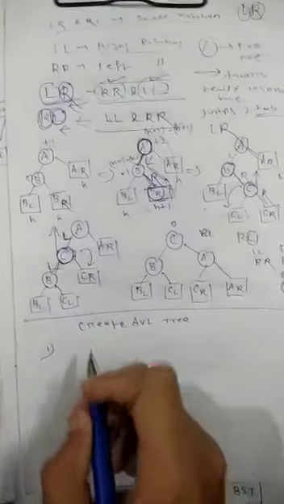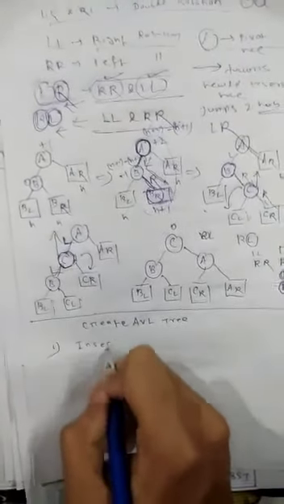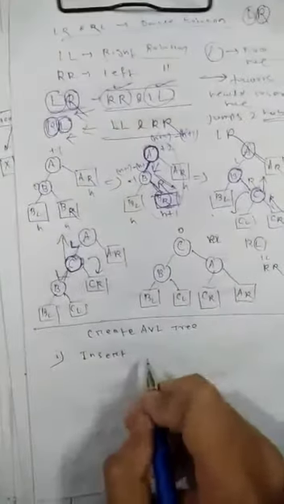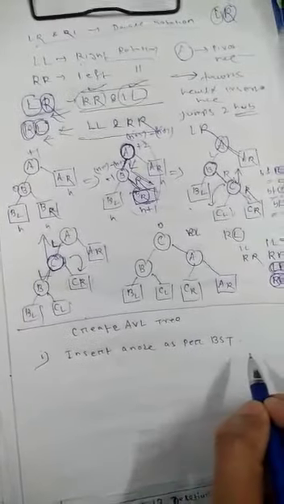So creating an AVL tree, we have to insert a node as for a binary search tree. Whatever the insertion rule in the binary search tree is, it is the same as your insertion of a node in the AVL tree. Next is configure.